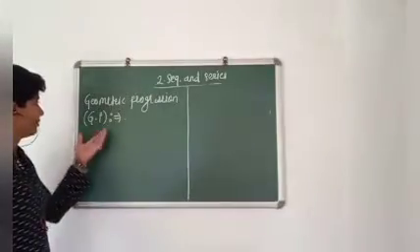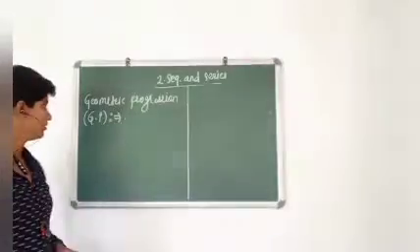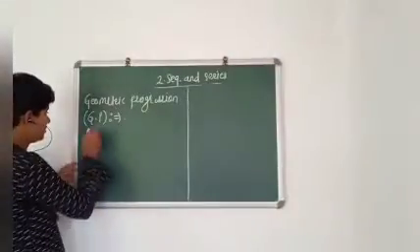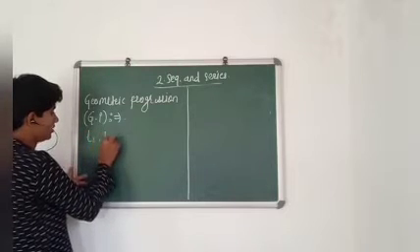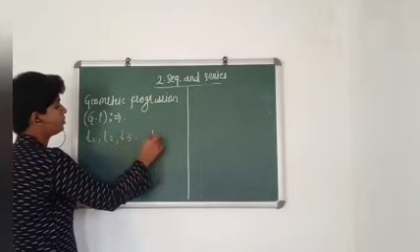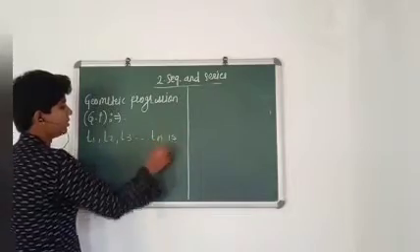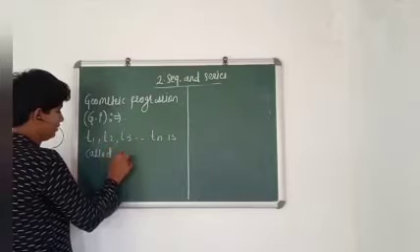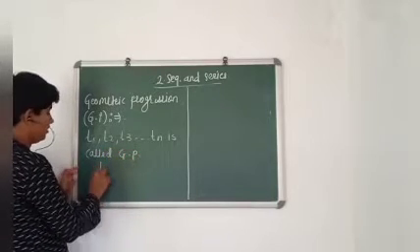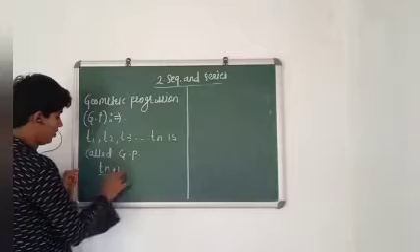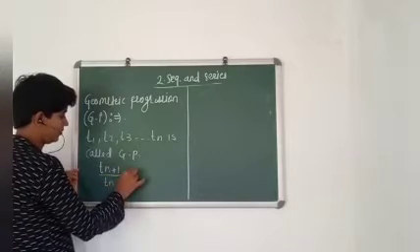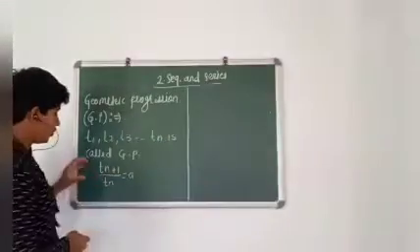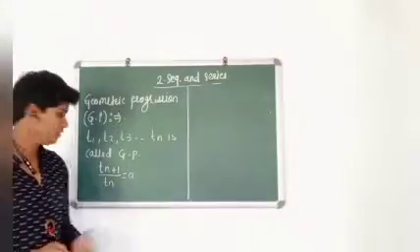Now the next topic is geometric progression, that is GP. A sequence T1, T2, T3 and so on up to Tn is called a geometric progression if Tn plus 1 upon Tn is equal to a constant. That means the ratio of two consecutive terms is a constant.